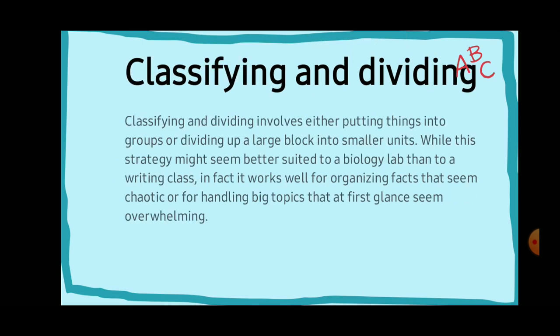Next one would be classifying and dividing. Classifying and dividing involves either putting things into groups or dividing up a large block into smaller units. While this strategy might seem better suited to a biology lab than to a writing class, in fact it works well for organizing facts that seem chaotic or for handling big topics that at first glance seem overwhelming. It is very helpful in writing all genres of analysis: textual, visual, and cultural.